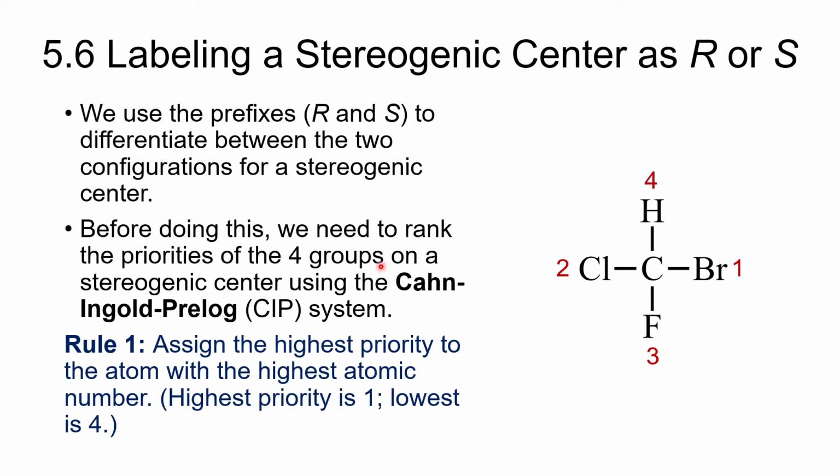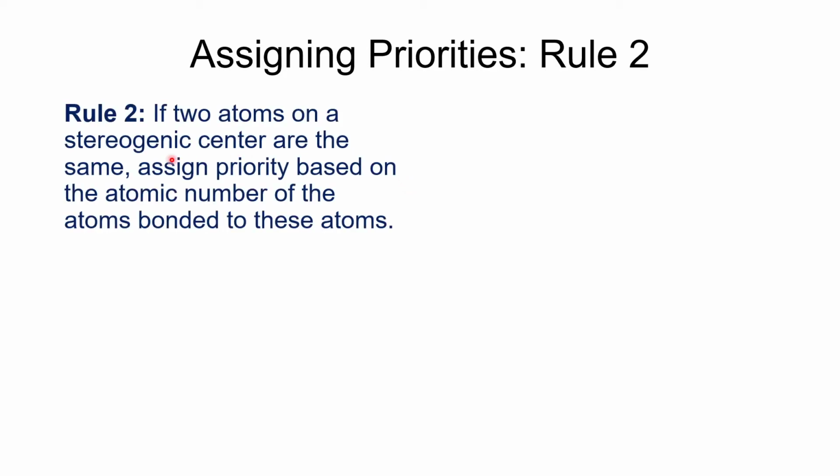Now, sometimes we'll have the same atom attached, but it is a different group. So if we want to assign the priorities for things that are the same atom, if we have 2 atoms that are the same, assign the priority based on the atomic numbers of the atoms bonded to these atoms. So let's look at an example. This is 2-butanol. And clearly, there are 4 groups here. We've got oxygen, hydrogen, carbon, and another carbon.